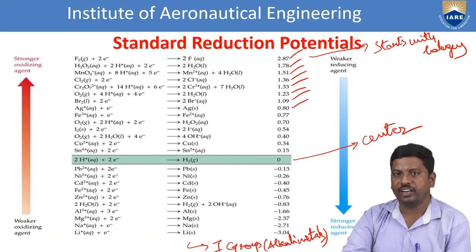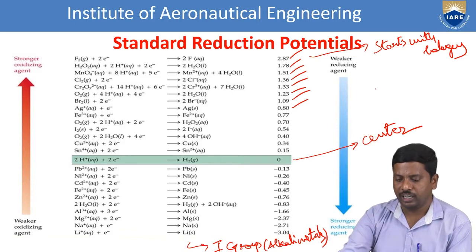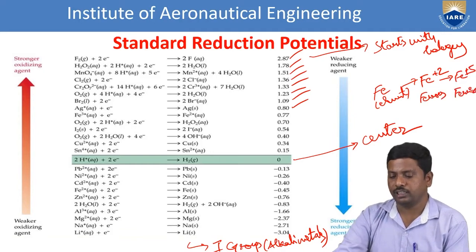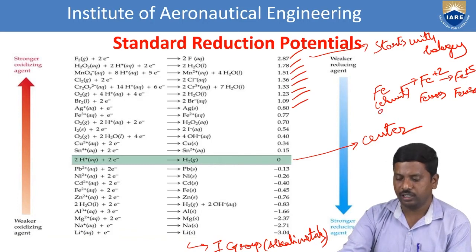And next one is ferric. Ferric means the oxidation state is Fe plus 3. That means generally iron is in elemental form, and it undergoes oxidation to iron plus 2 and further undergoes oxidation to give Fe plus 3. Fe plus 2 is called ferrous and Fe plus 3 is called ferric. Whenever the oxidation state changes from iron to iron plus 2 and iron plus 3, we give the element name, that means ferrous and ferric. Initially it is called iron.